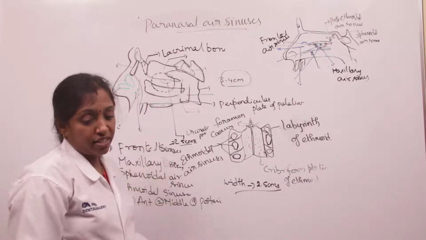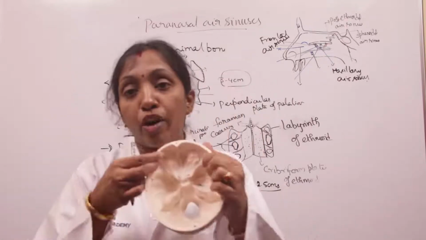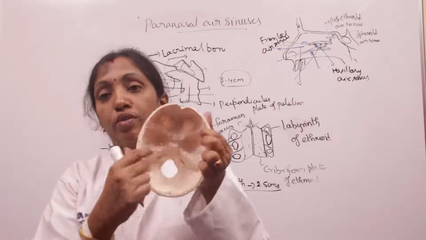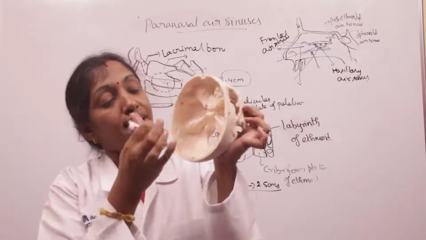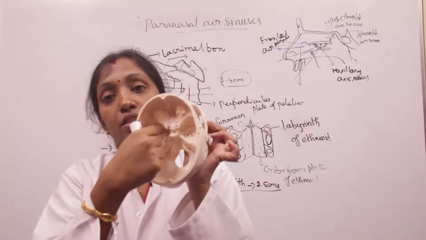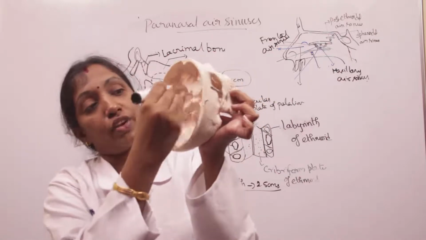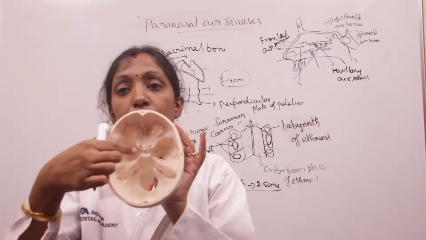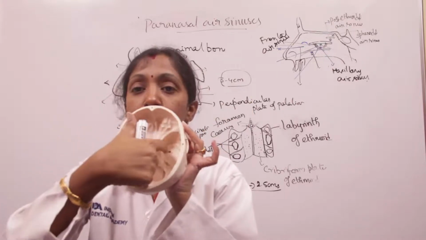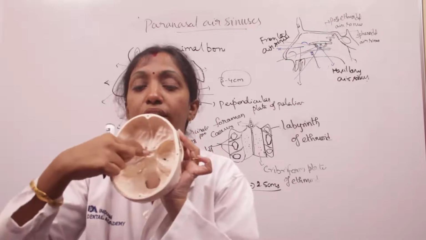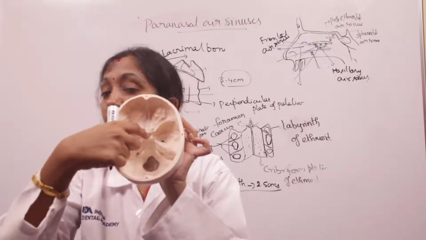Coming to the sphenoidal air sinus, we know that this is the sphenoid bone, in the middle cranial fossa. The sphenoid bone has the greater wing of sphenoid and the lesser wing. What we are seeing here is the lesser wing of sphenoid, and the remaining part is the greater wing of sphenoid. This middle part we call the body of the sphenoid.